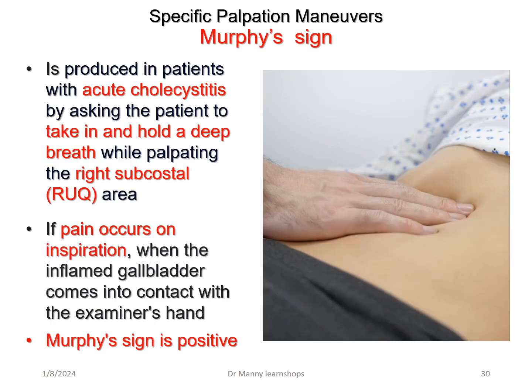The final sign could be Murphy's sign. Murphy's sign is typically produced in patients with acute cholecystitis, inflammation of the gallbladder. You ask the patient to take and hold in a deep breath while palpating the right subcostal area or the right upper quadrant. If the pain occurs during inspiration, when the inflamed gallbladder comes in contact with the examiner's hand, the Murphy's sign is positive.